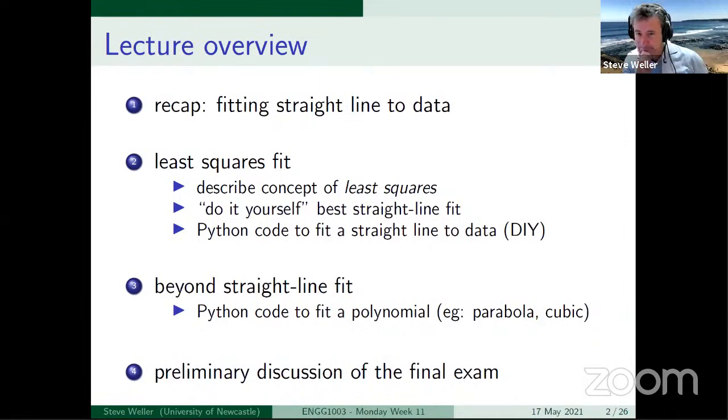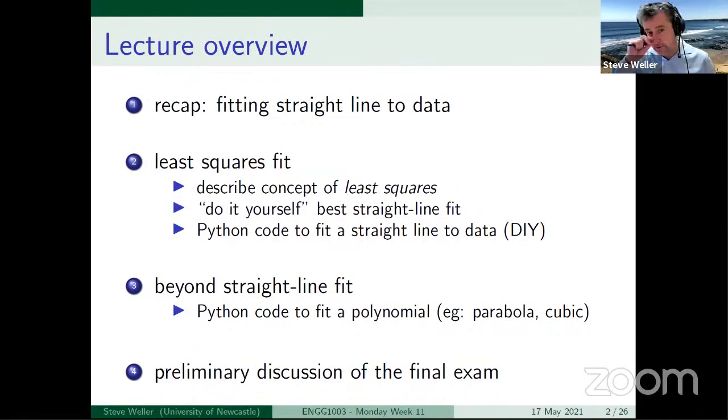The second thing is we're actually going to do a do-it-yourself best straight line fit. Last week, you might remember, we used a curve fit function that was available in a library that came from the SciPy library. For many engineers, using external functions is the way to go. Used functions that are tested, and you're able to use them to solve engineering problems.